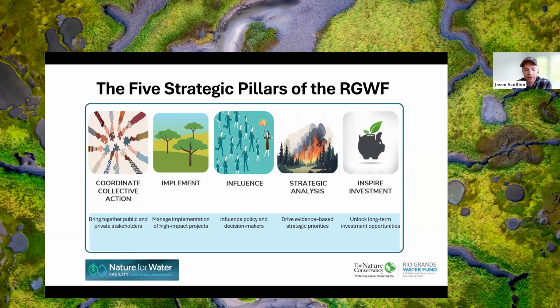Next up is strategic analysis. So we have a pretty strong team focused on helping us understand what are the risks of catastrophic wildfire on the landscape to water supplies, where should we be focusing our projects to maximize the highest return on investment. And we're not just doing that for our own internal operations, that's something we share with our partners as well. Finally, to make this all happen, we need funding, and a core pillar, of course, is inspiring investment, expanding investment, and thinking really deeply about how we can generate sustainable revenue for the long term. And so certainly there's a lot going on in this fund, but you can see how it's all organized here with these pillars.